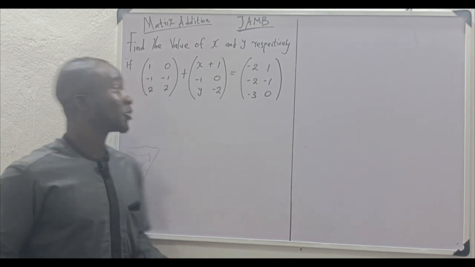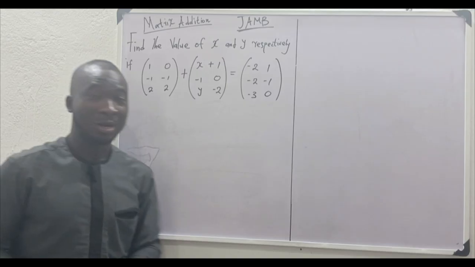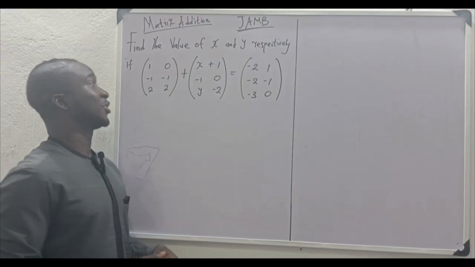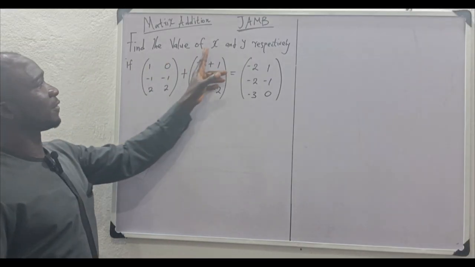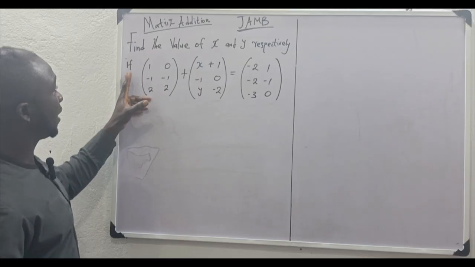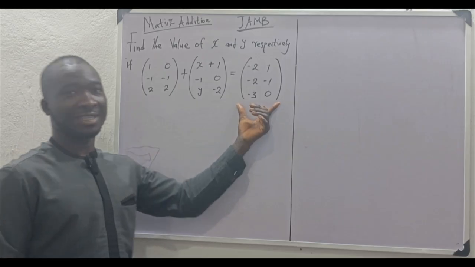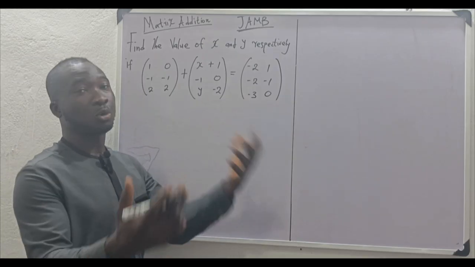Today, we're going to talk about matrix addition, and we're going to use this simple question from JAM to illustrate how to do matrix addition. So the question says, find the value of x and y respectively if this matrix plus this matrix will give us this matrix. So how are we going to do it?